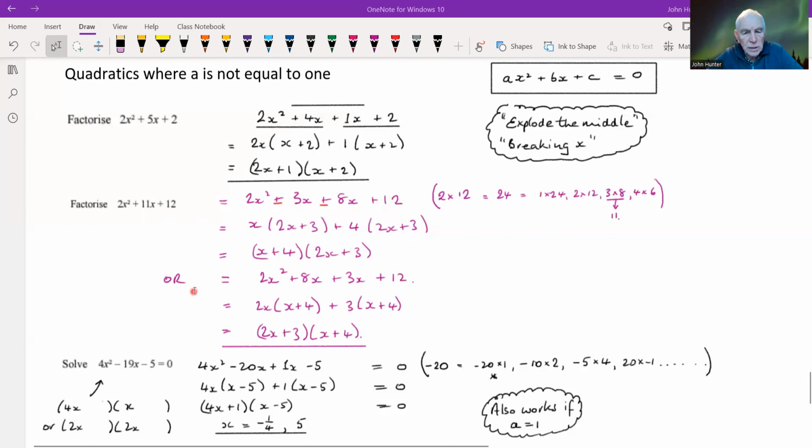Now, what you might say is, well, you put 3x plus 8x, but what happens if you just happened to write it the other way around? Would that blow the whole thing? Well, no, and here's an illustration why.